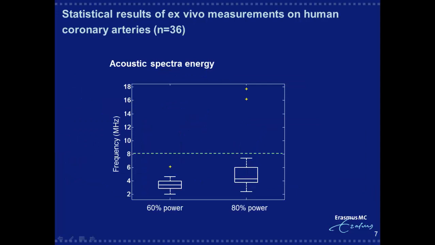With the same way we process all the data we have, then we get this statistic result. As we can see here, 60% of photoacoustic power of plaque is below 6 MHz, and 80% of the photoacoustic power is below 8 MHz, except for 2 outliers.